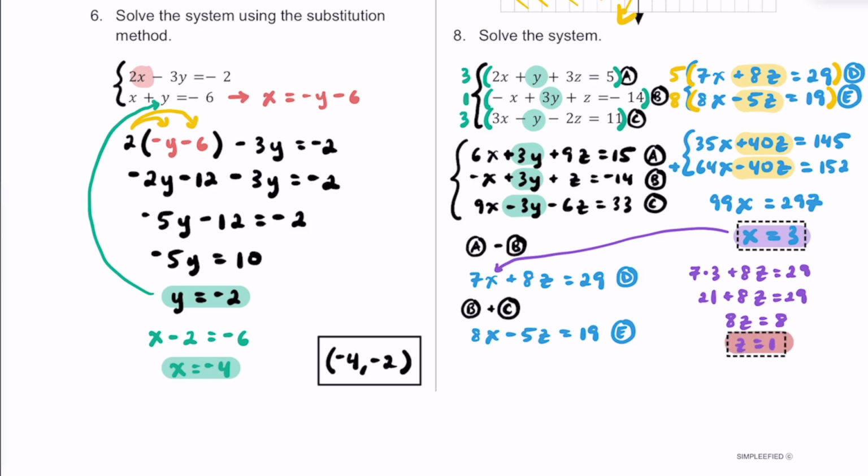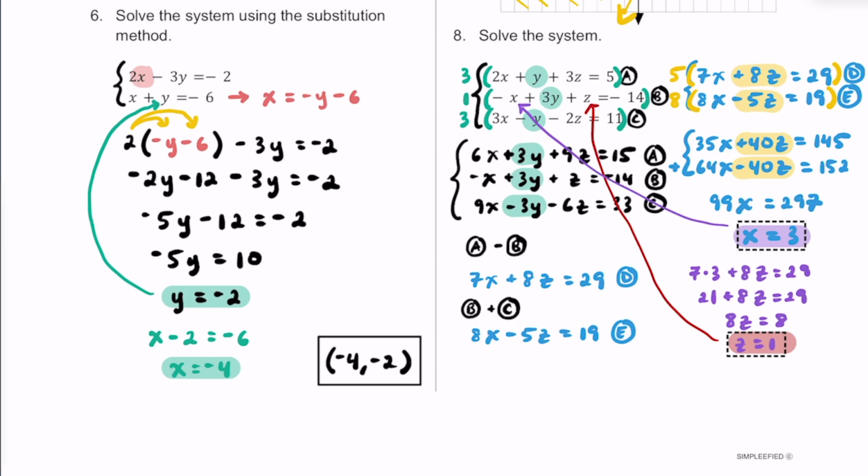So that's going to be another part of our solution. All right, so now that we have that z is equal to 1 here, let's pick one of those equations in the very beginning that we can plug this into. I'm going to plug it into equation B just because z is by itself. But we also have to take this x equals 3 that we got earlier and plug that in as well, into this equation right over here, and then we can solve for y. So let's do that.